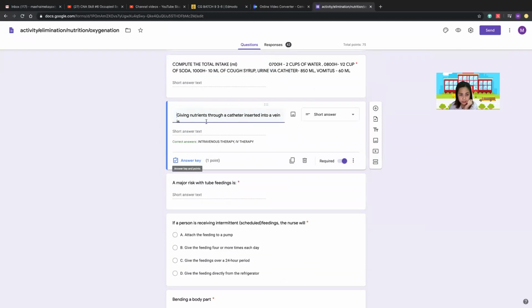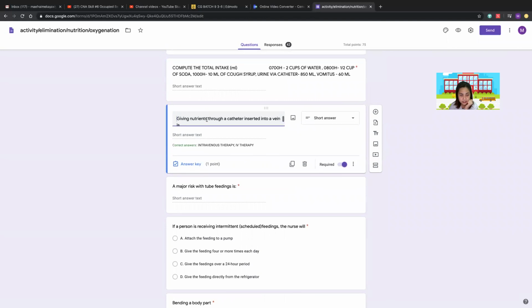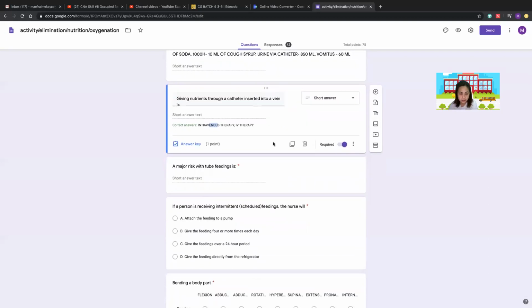Next, giving nutrients through a catheter inserted into a vein is called intravenous therapy or IV therapy. So if you're using a catheter which is inserted into a vein, so intra, okay, venous. So there is a venous, so it means there is a vein. So it will be intravenous therapy or IV therapy.